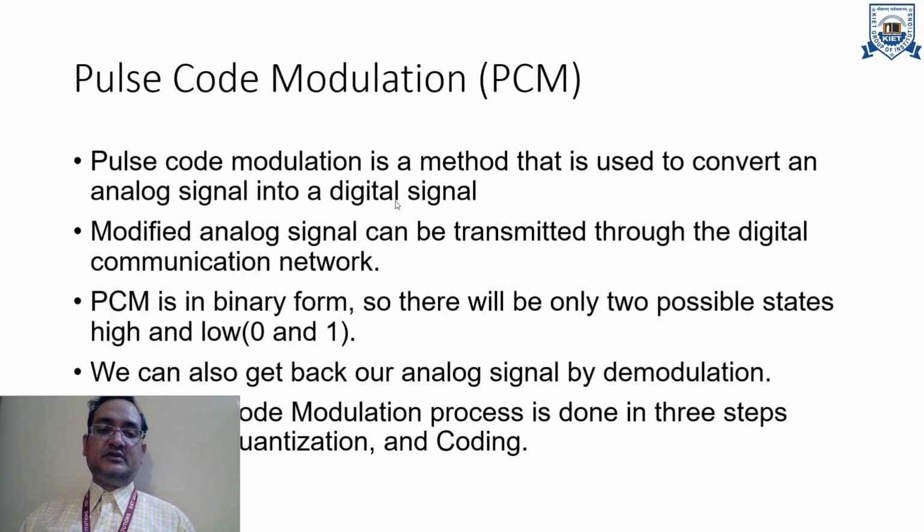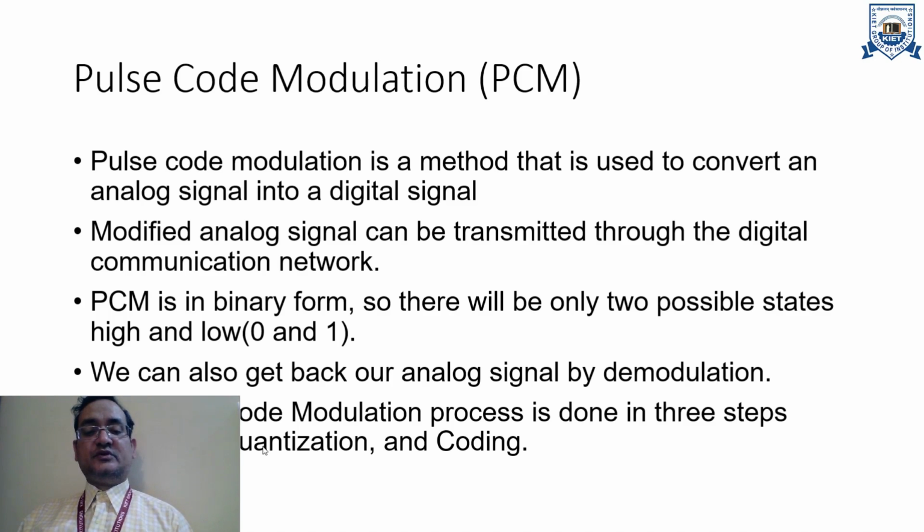Basically, pulse code modulation is a baseband digital transmission technique, where baseband belongs to the low frequency analog equivalent digital data. Modified analog signals can be transmitted through the digital communication network with the help of PCM. PCM is a binary form, so there will be only two possible states, high or low. High will be represented as 1 and low will be 0. Now we can also get back our analog signal with the help of the demodulation process.